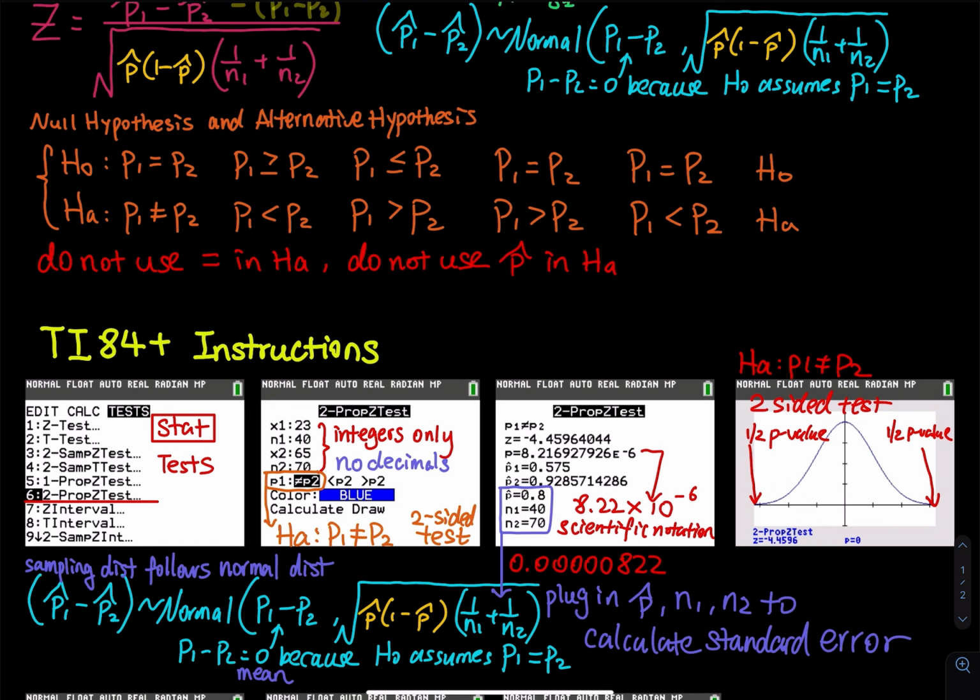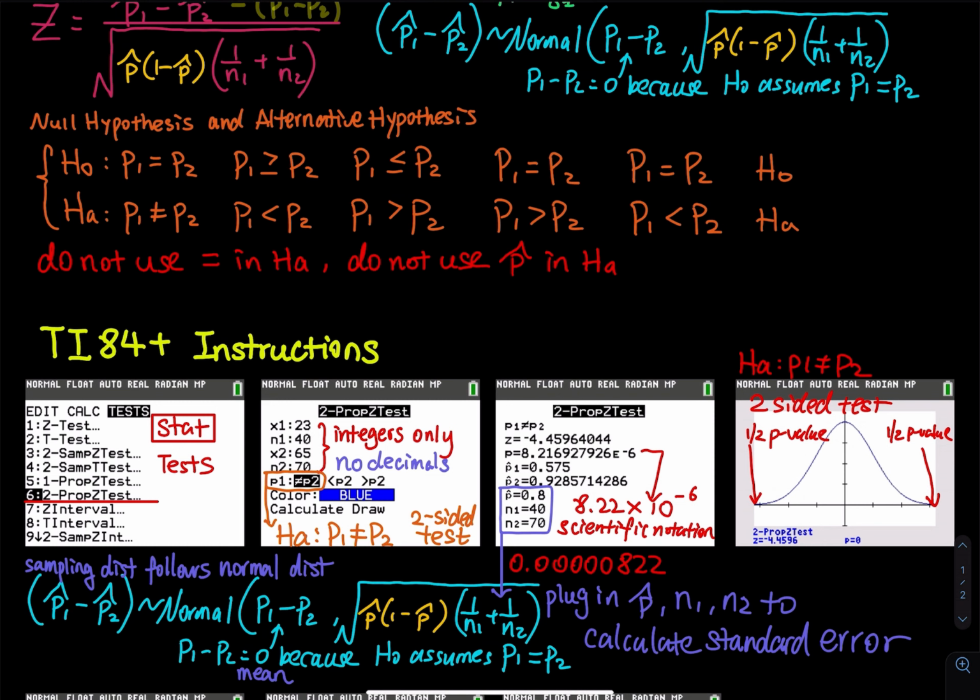Once you select that, there is no data or stats menu. All you need is two numbers, one for each sample. In my example, in the first sample, the sample size is 40 and the number of successes is 23. In my second sample, the sample size is 70 and the number of successes is 65.